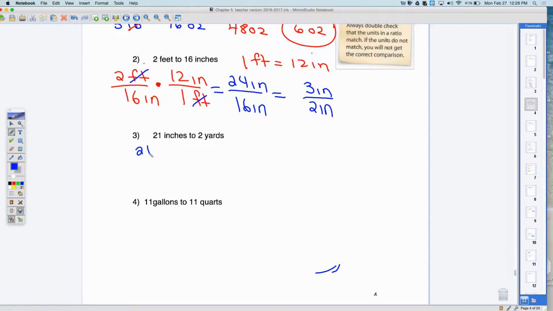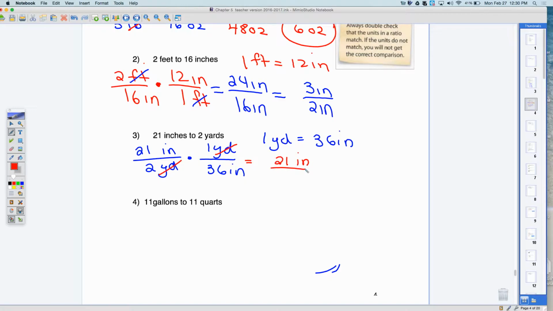Last two, 21 inches to 2 yards, so 21 inches over 2 yards. 1 yard is equal to 36 inches. So then you're going to multiply your 1 yard over 36 inches. Make sure those units are across from each other. Alright, my unit across from the 1 is inches, so I'm going to keep it in inches. So I have 21 inches over 72 inches. I can take out a 3 from both, so I'm left with 7 over 24. And don't forget your units.